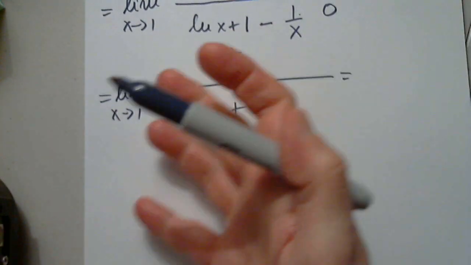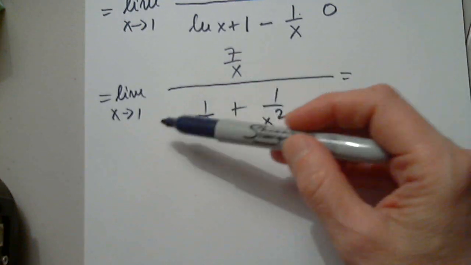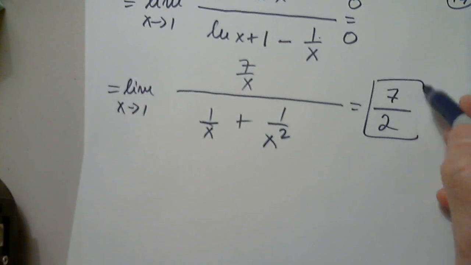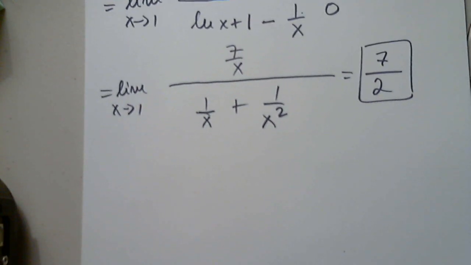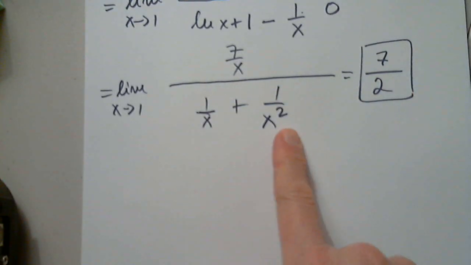Good. Now I would simplify this again before I do anything else, or I will plug it in, and I realize there is nothing else left. So 7 over 1 is 7. 1 plus 1 is 2. I don't even need to simplify anything. I plugged it in. So 7 over 1, 1 plus 1, 2.